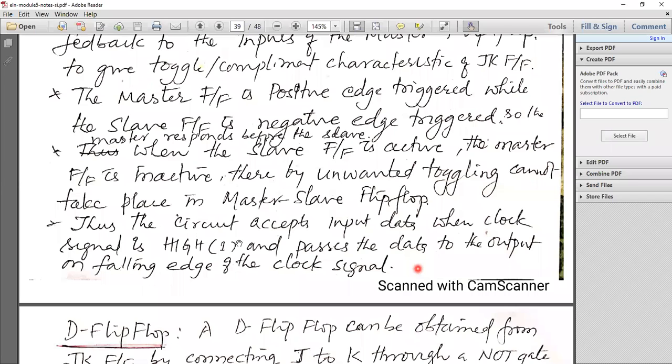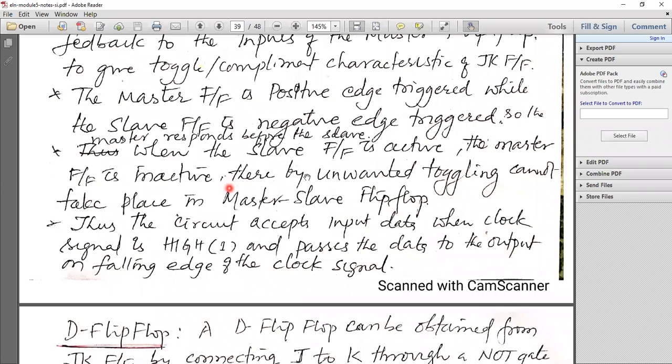But if we recall the JK flip-flop, if both the inputs are 1, then the output is continuously toggling from 0 to 1 or 1 to 0, depending on the previous state. But here that is avoided, because when the slave is active, the master is inactive. Whenever the slave is active, the master is inactive.